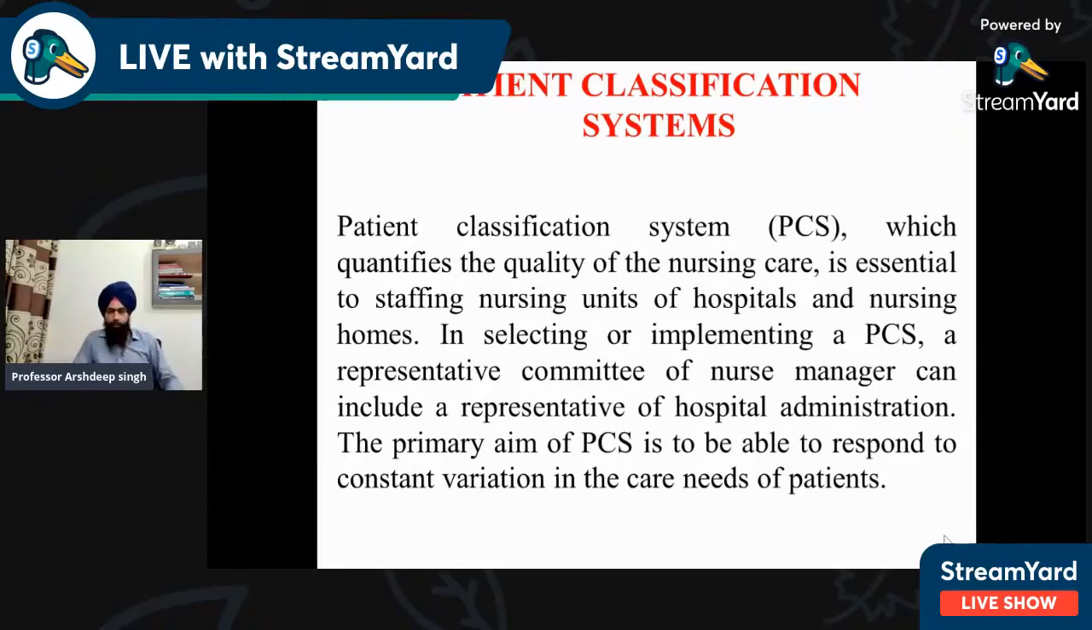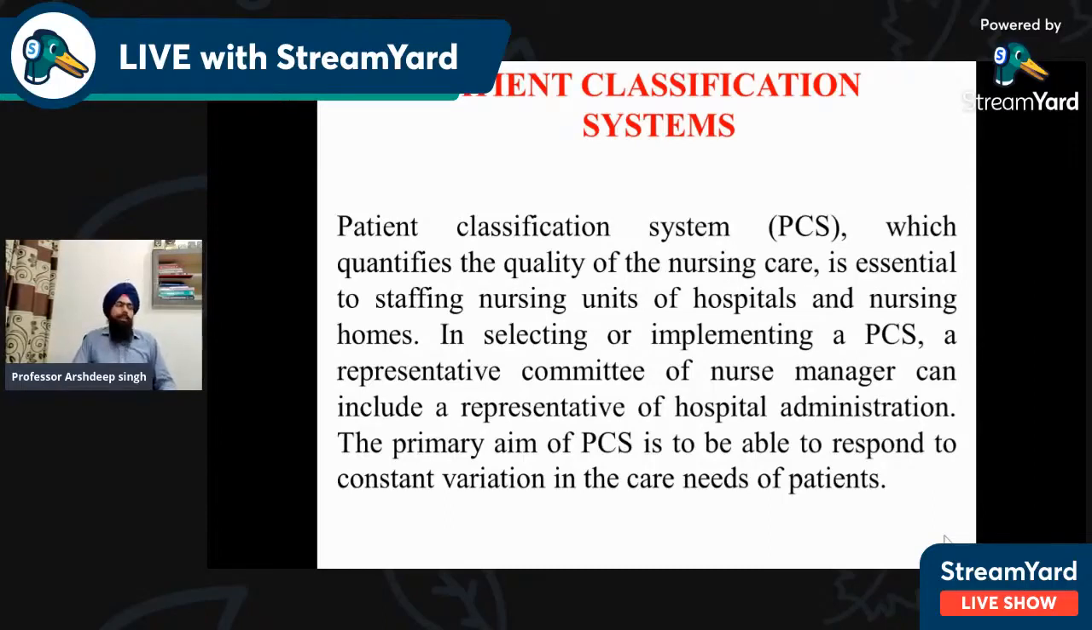Okay, and in selecting or implementing a PCS, a representative committee of nurse managers can include a representative of hospital administration. So if we are implementing the PCS in a hospital or in an organization, there is the need for a representative committee that will supervise the PCS. And the primary aim of PCS is to be able to respond to the constant variation in care and the care needs of the patient.